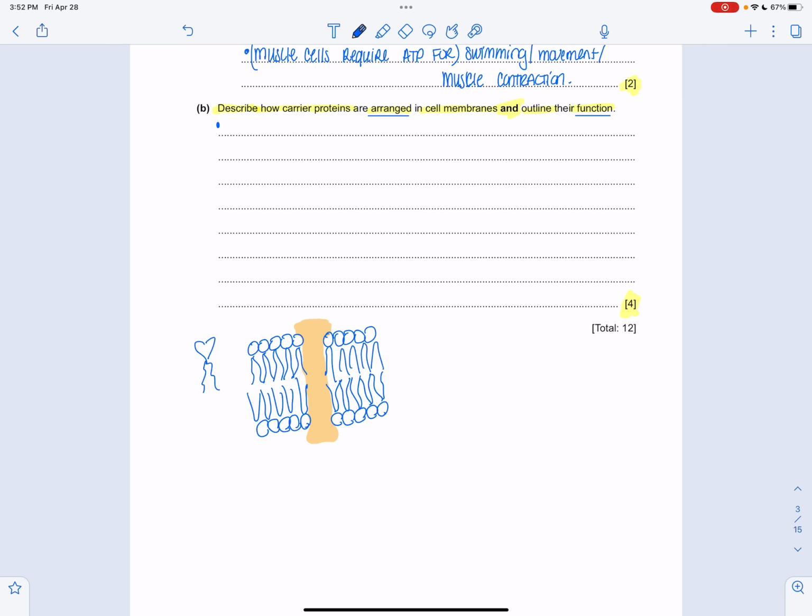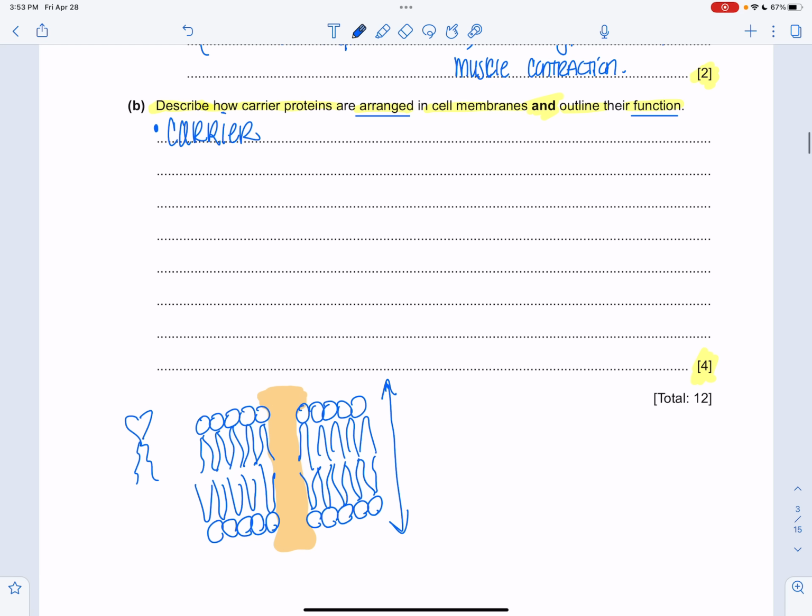Okay, so one thing we can say is that they go all the way through the cell membrane, and that is called being an intrinsic protein. If you're not intrinsic, you're extrinsic, and then perhaps you just stay either on the surface of the inside or the surface of the outside. Carrier proteins are intrinsic.